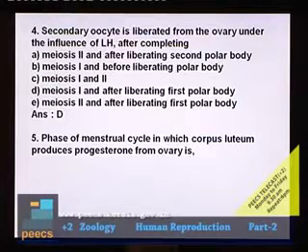Question number 5: the phase of menstrual cycle in which corpus luteum produces progesterone from ovary.